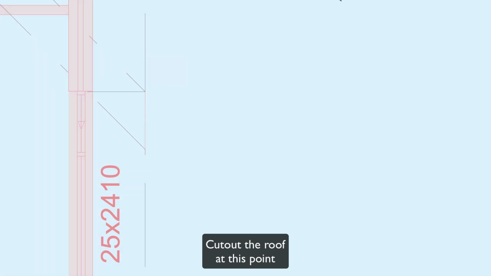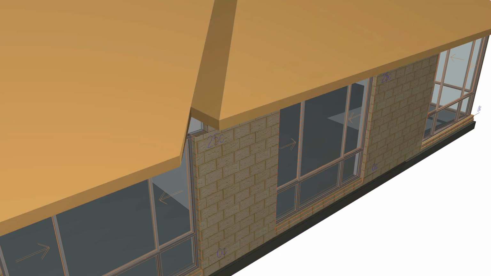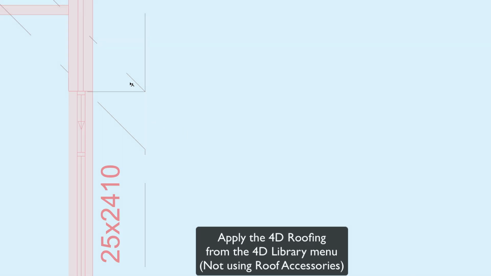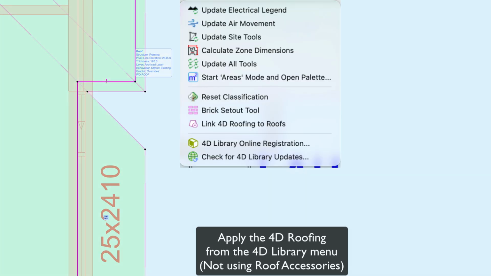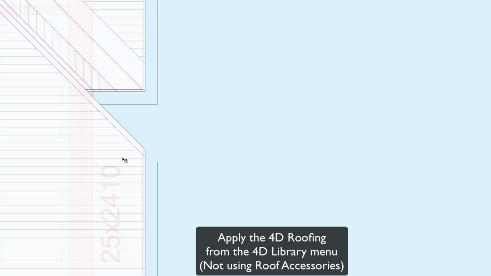There we go. Go to 3D and you'll see that is showing as a returned bit of gutter. Now all I have to do is apply the 4D roofing. I'll just select that from the 4D library menu and bingo, all the roofing's added.